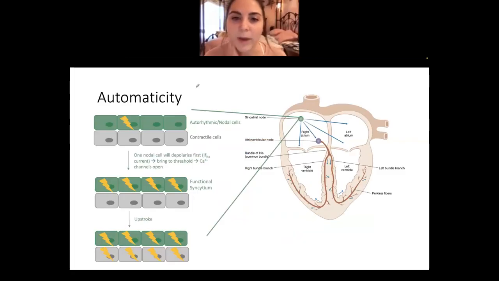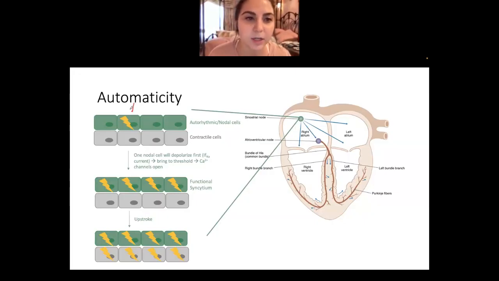So if we zoom in on this a little more, what does it mean? It's not just a circle that sends signals in all different directions. It's a bundle of cells, and there are both contractile cells and autorhythmic cells, and these are what your nodal cells are. So this is what I'm talking about. There are two different action potentials because there are two different types of cells located all throughout the heart. I have the autorhythmic cells in green, and the contractile cells are in gray.